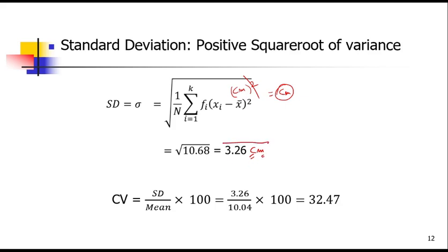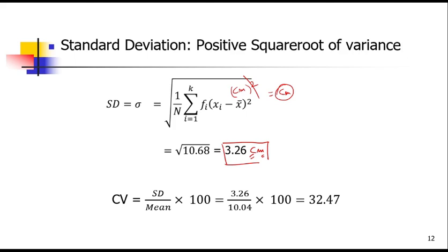So this is 3.26 centimeter. So this actually sums up the computation of the standard deviation. With this, we end up computing the mean deviation about mean, the variance, and the standard deviation of a particular grouped frequency distribution.